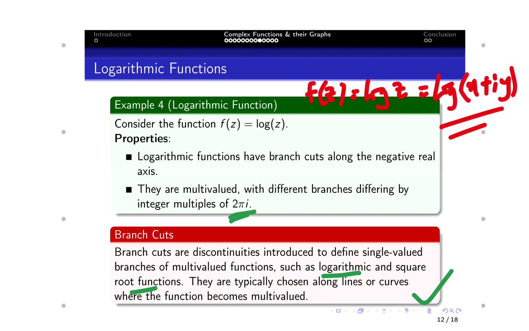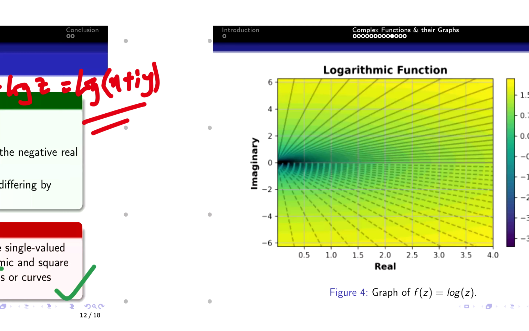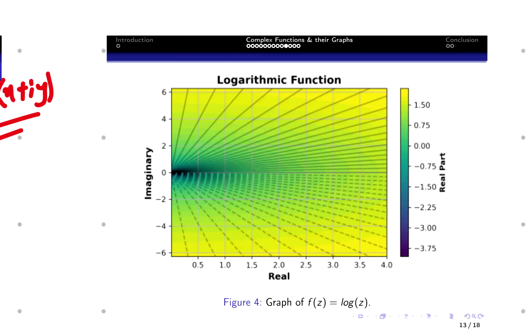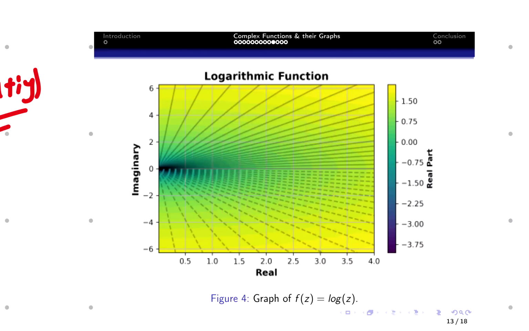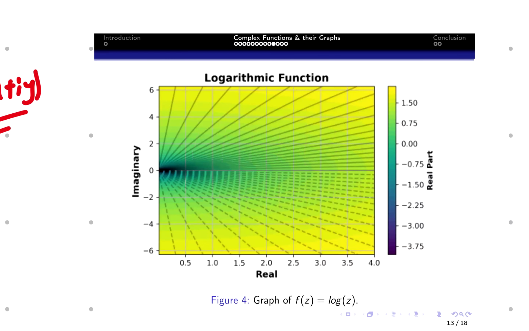So let's see the plot of that. Now you can see all the lines radiating out all over the place like that. So you have the logarithmic function log z staring you in the face, like what you have right here. Okay.